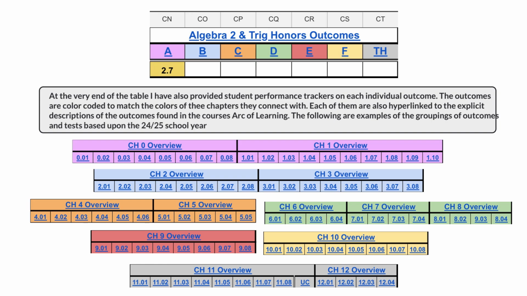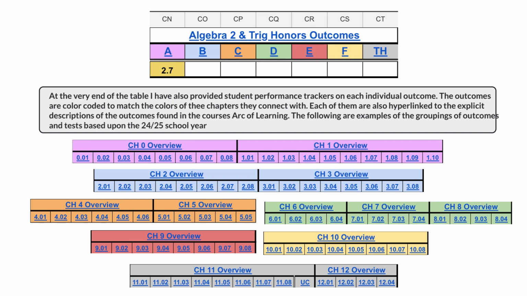So for example, outcome A is kind of in this pinkish color. That's chapters 0 and 1. Outcome B, which is in a light blue, that is chapters 2 and 3. Outcome C is in orange, that's chapters 4 and 5. That is typically where we end the first semester. Outcome D in this mint green is chapters 6, 7, and 8. This is the beginning of second semester.